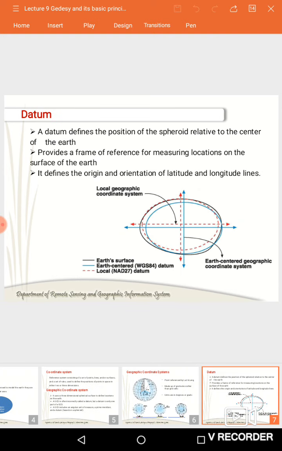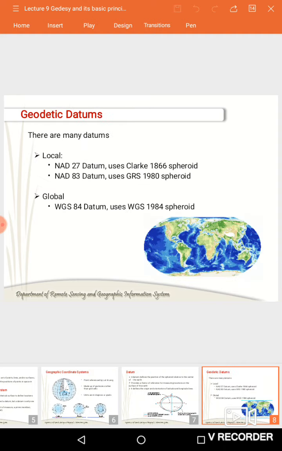And next we'll see the datum. It is nothing but the positioning of the earth in the spheroidal shape at the center, and it is also used to define the origin and orientation of points like latitude and longitude. There are many geodetic datums available, like local ones such as NAD 27 datum, and global ones like the WGS 84 datum, likewise.